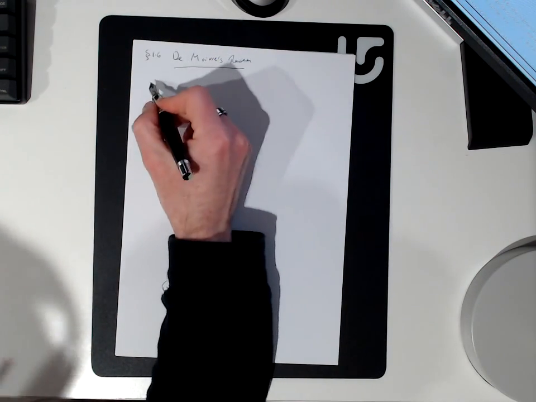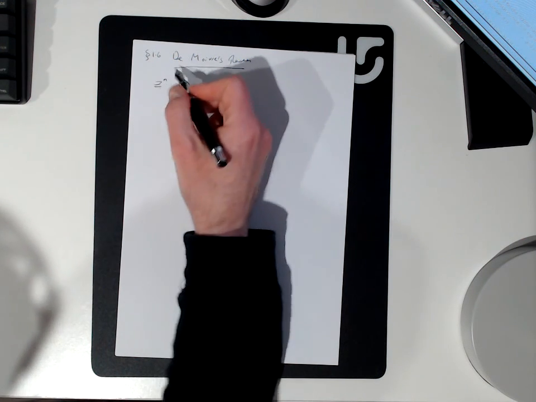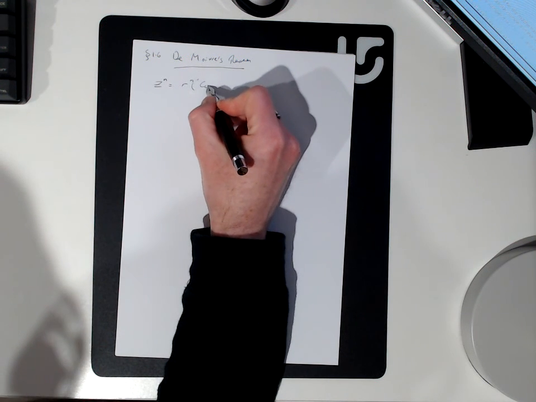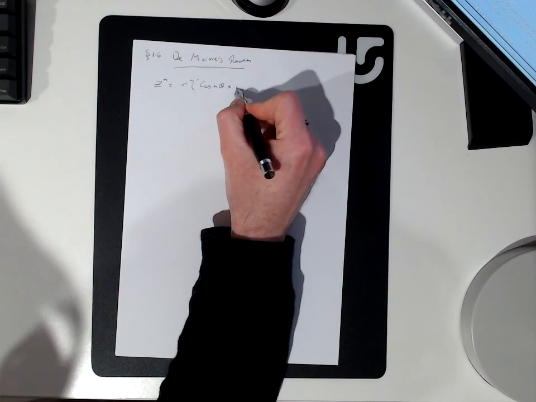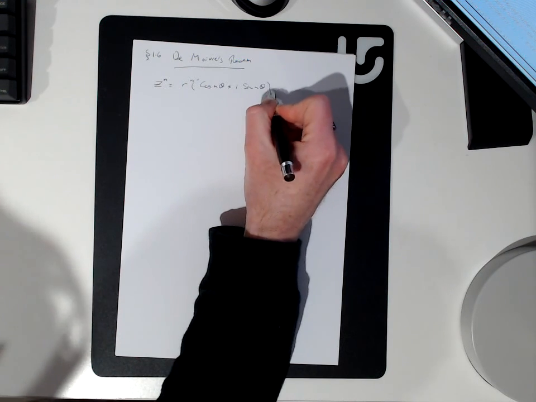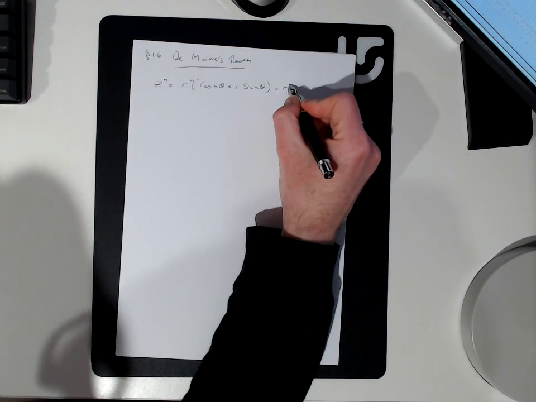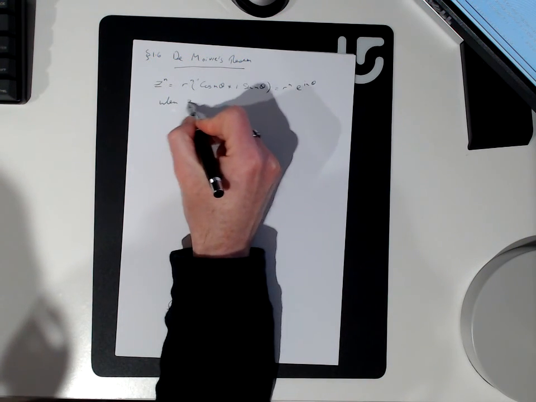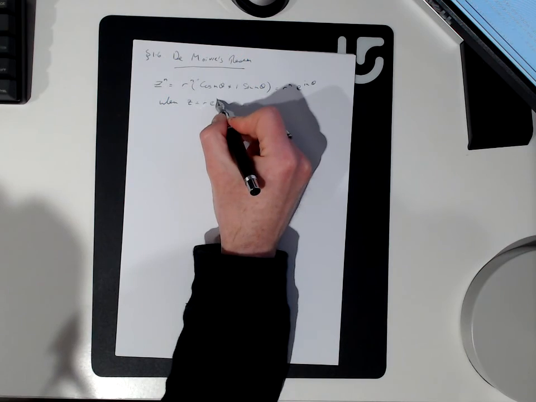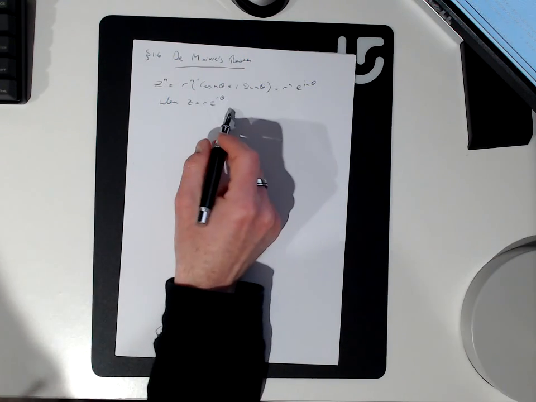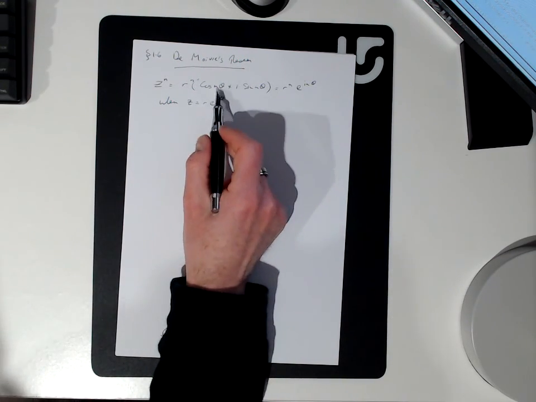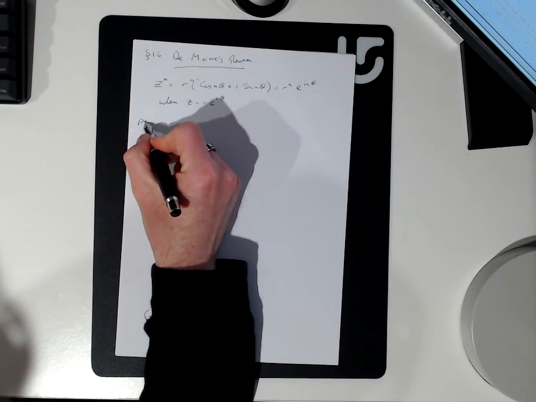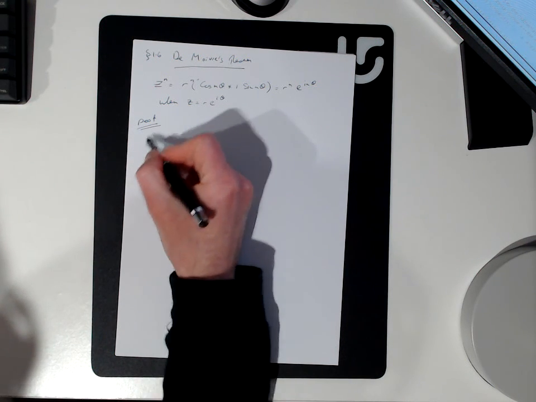Okay, so this theorem says that z to the n is equal to r to the n times cos n theta plus i sine n theta, which equals r to the n e to the i n theta, when z equals r e to the i theta. This should not come as too much of a surprise, since we've already discussed how angles add and moduluses get multiplied. So the proof is going to be by induction.